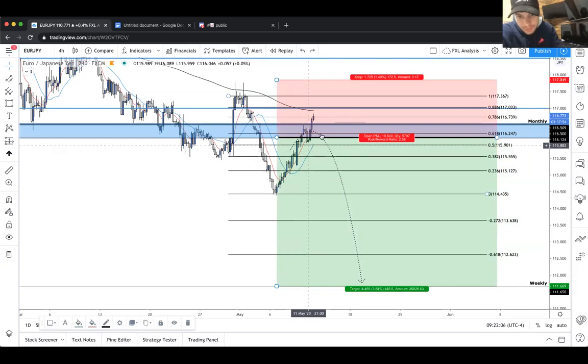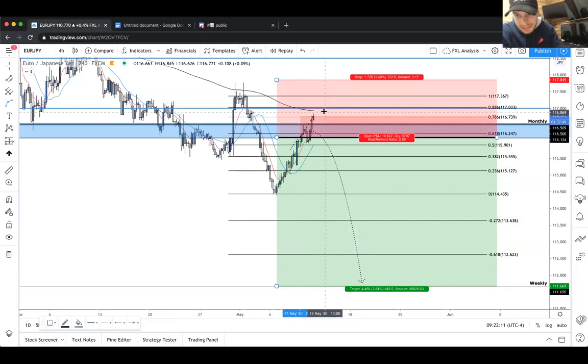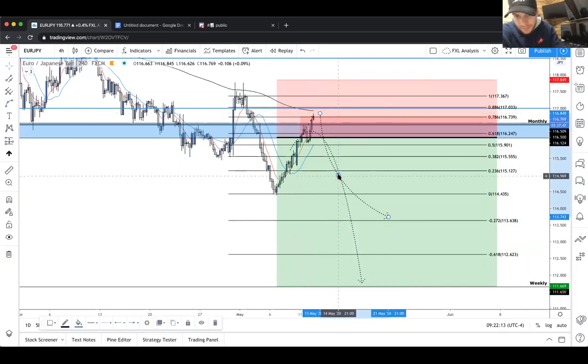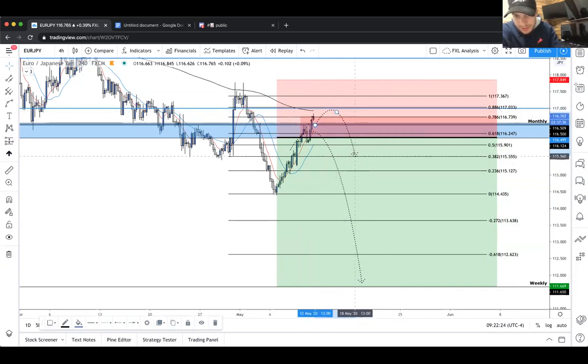Hold on, this thing, I can't grab it. I'm just going to draw a new one. So we would like to see some sort of reversal from here, right? And then ideally, you always want to get a retest of a broken zone. So once it comes back, strong reversal, something like this.